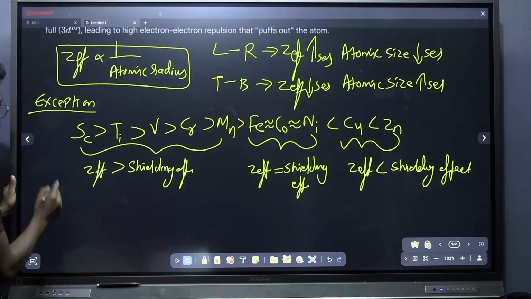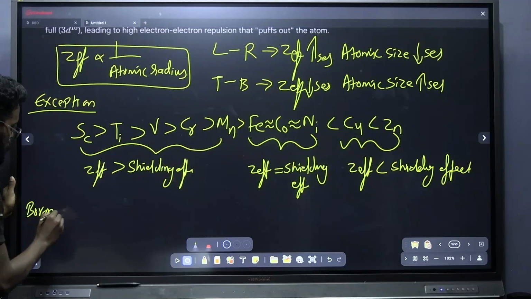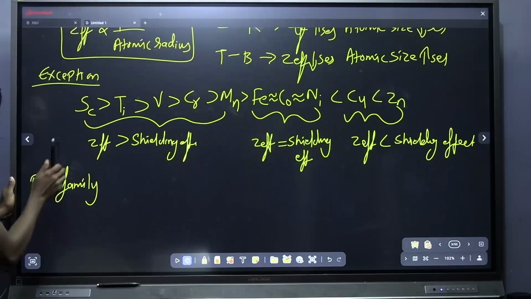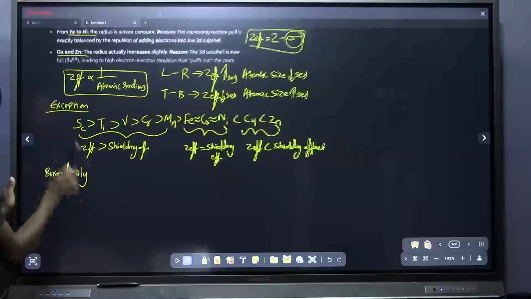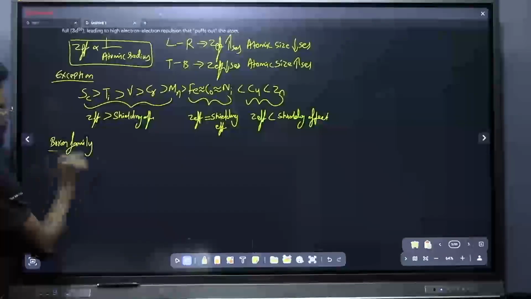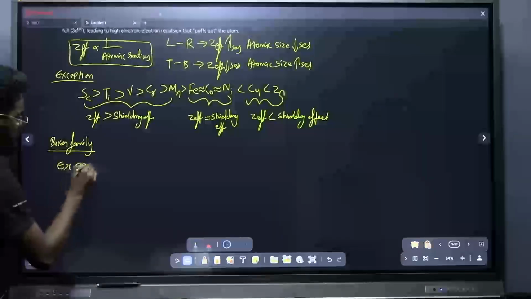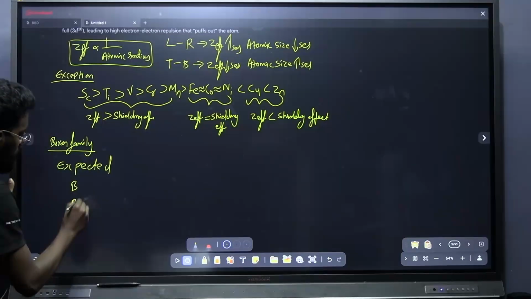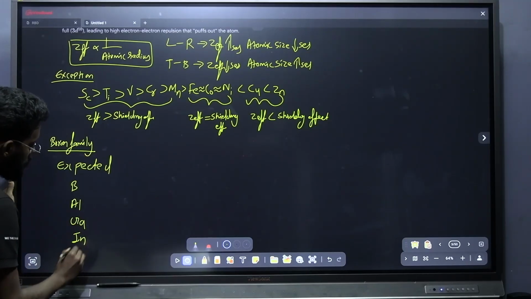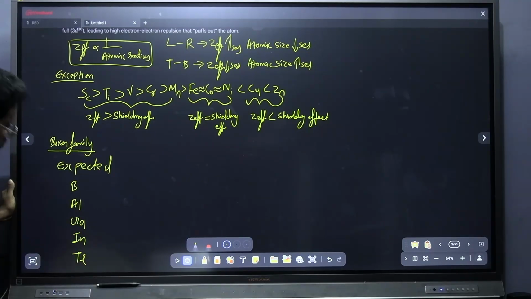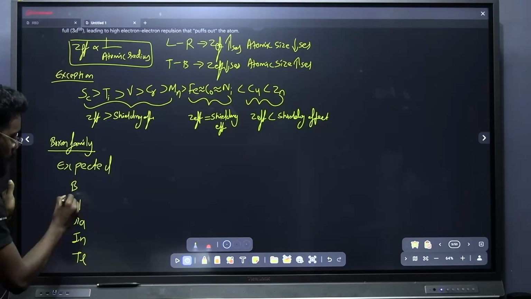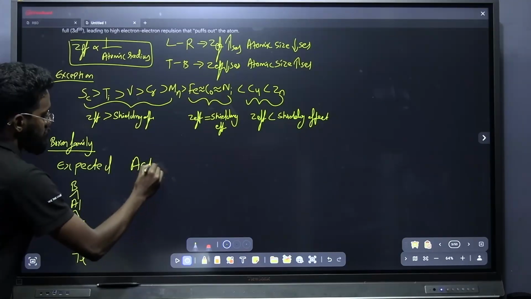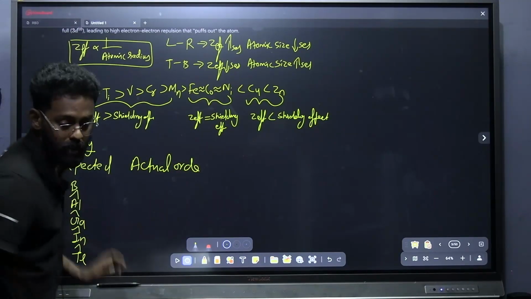And now one more exception that we can see in the boron family, going from top to bottom. What is the expected order? Boron, then aluminium, gallium, indium, thallium. Boron will have the lowest size, then aluminium, then gallium, then indium. But what is the actual order? Can anyone tell me?